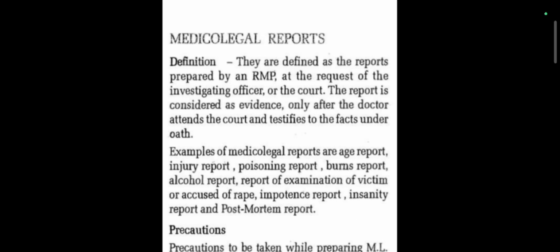This was about the medical certificates actually. Now we are good to go with medical legal reports, dying declaration, and dying deposition. Just three points are remaining. I'll just quickly read medical legal reports.